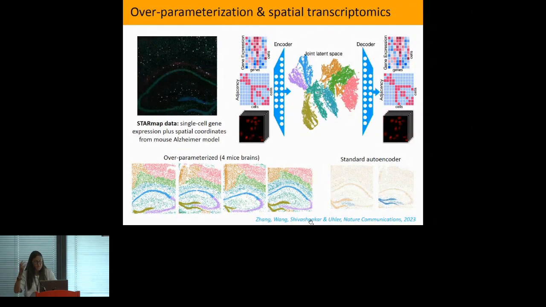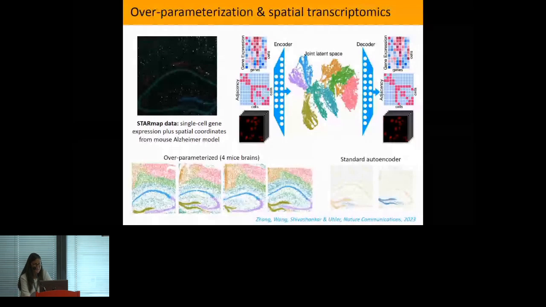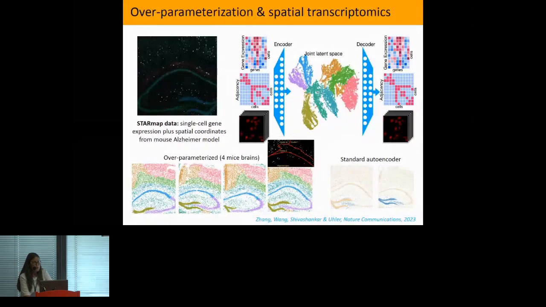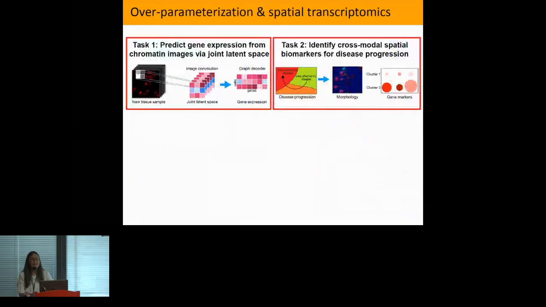Now, this is not magic. You can check in your data set whether overparameterization will in fact get rid of the batch effects. That's quite nice that you can actually do here. You don't need to use any other loss functions in order to get rid of your batch effects. So that's how overparameterization helps. Now let's look at different downstream tasks that you may want to do.